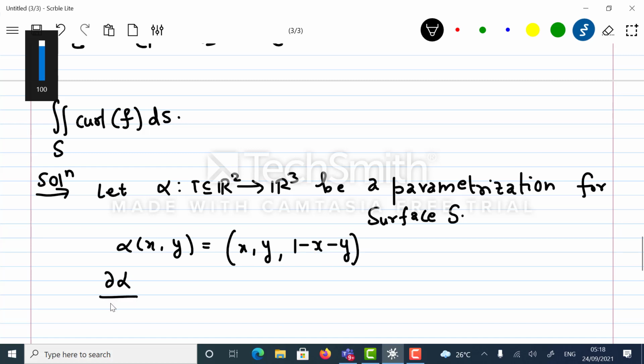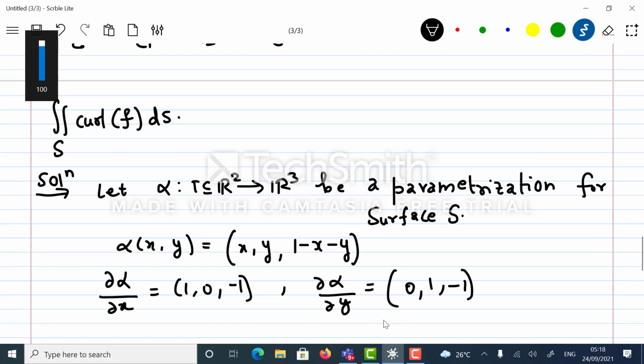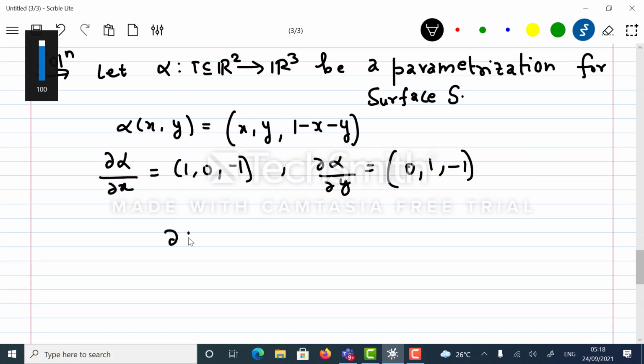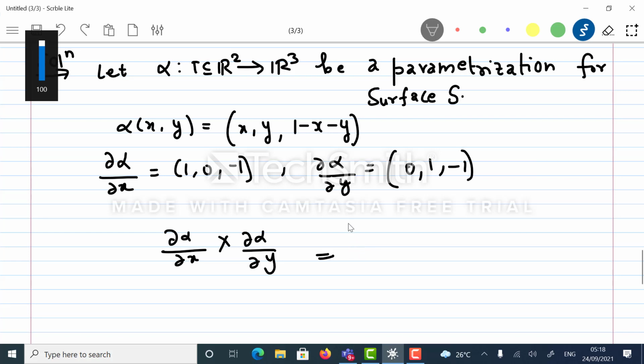So I can easily find dou alpha by dou x is equal to 1, 0, minus 1, and dou alpha by dou y is 0, 1, minus 1, and then I can evaluate the fundamental vector product, that is dou alpha by dou x cross dou alpha by dou y. So that we can easily calculate. So now here I'm not calculating. Okay, let's calculate. It's just a 2 minute task.